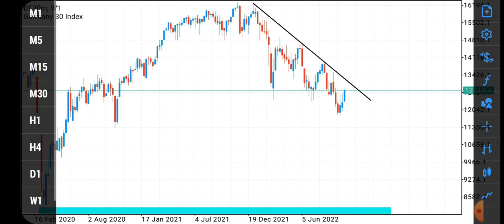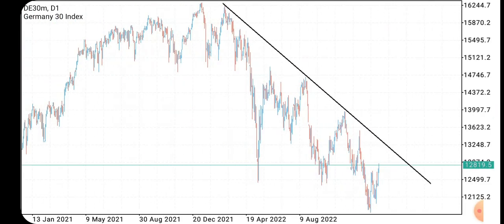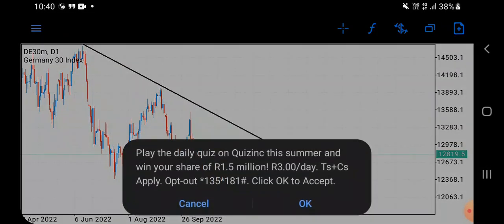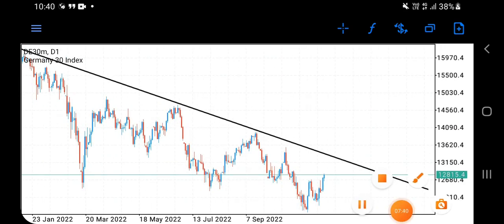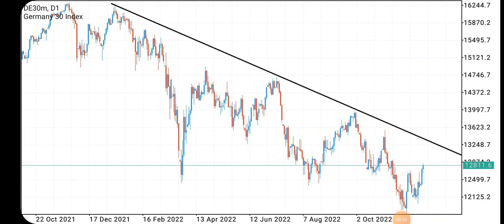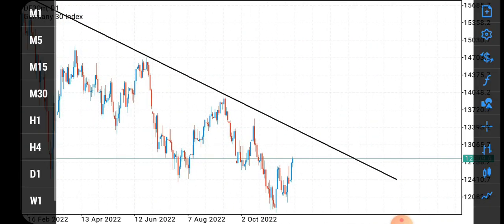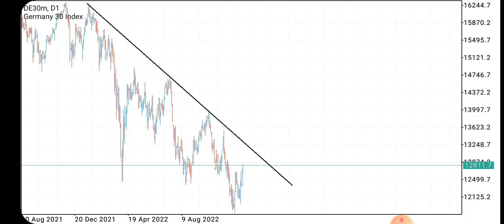Now let's go into our daily chart. Right, now we are on our daily chart. I don't know what's happening now. So now guys, I'm on my daily chart, and I can see that we are still in a bearish market, right?